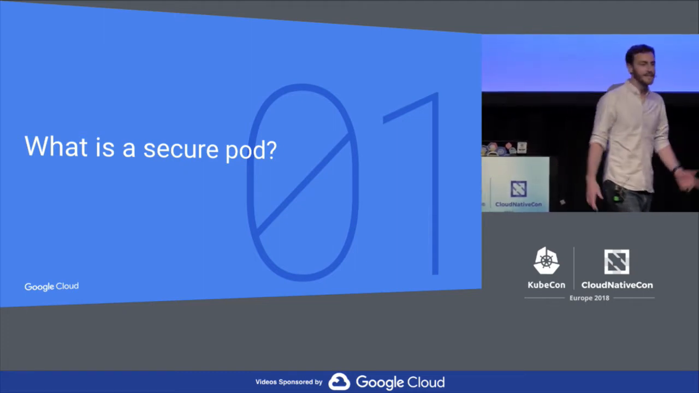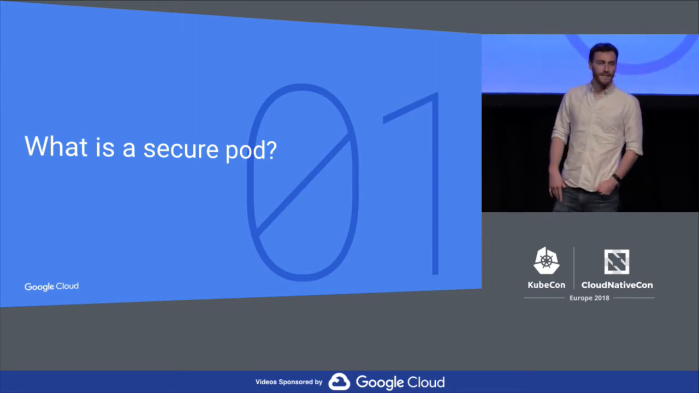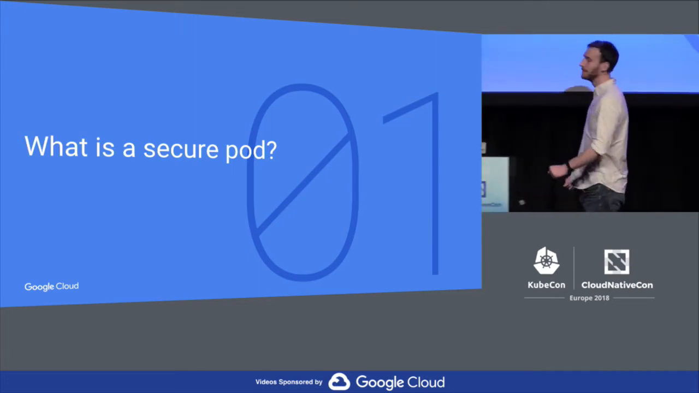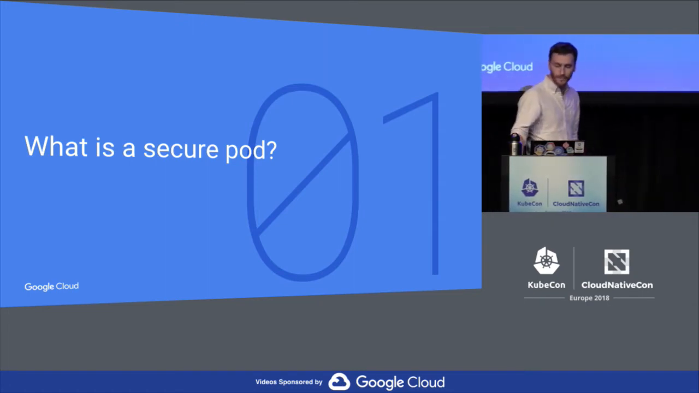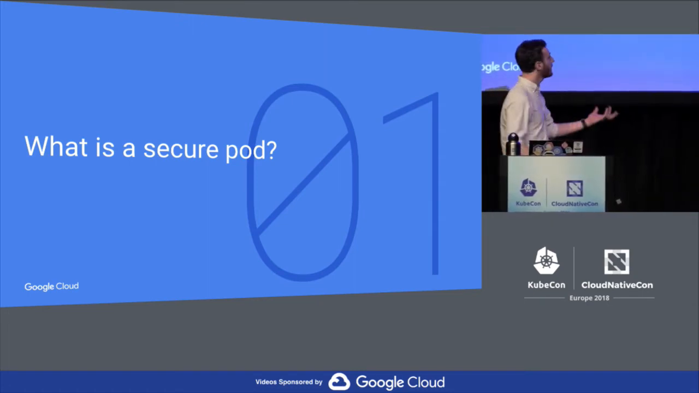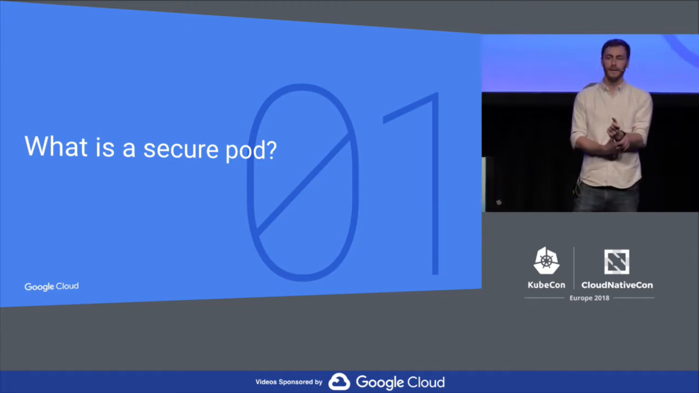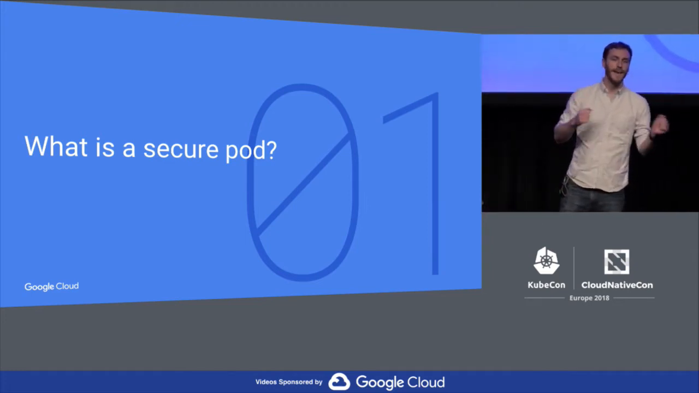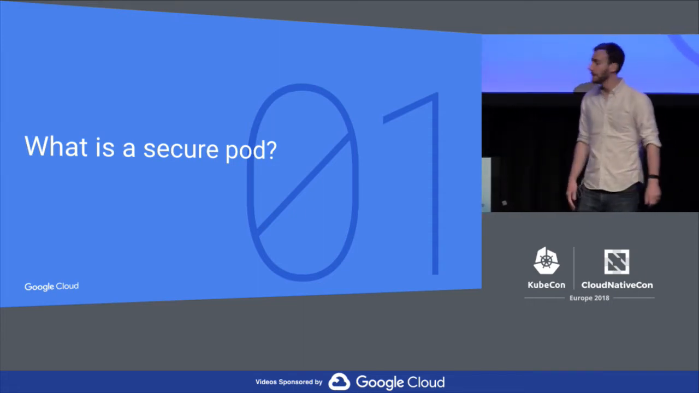So for the purposes of this talk, let's consider secure to be synonymous with isolation. A little bit of a simplification, but it makes it easier to talk about. And when we're talking about isolation, we need to think of isolation as directional. Just because A is isolated from B doesn't necessarily mean that B is isolated from A.